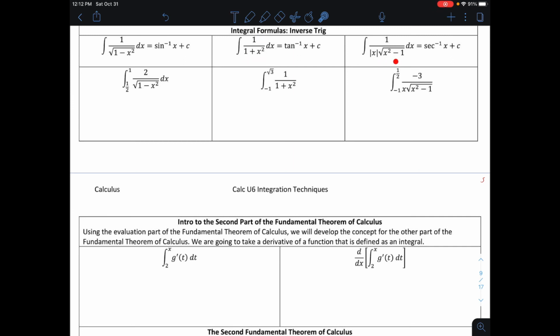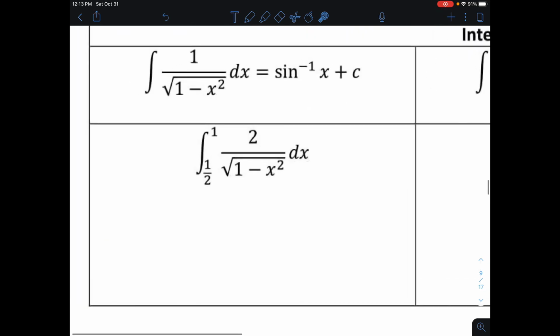And the same thing for the inverse secant function. The antiderivative of 1 over the absolute value of x times the square root of x squared minus 1 makes inverse secant of x plus c. If I took the derivative of inverse secant of x, it would make what we have inside of here. So let's do a couple of examples. We'll start here on the first one.